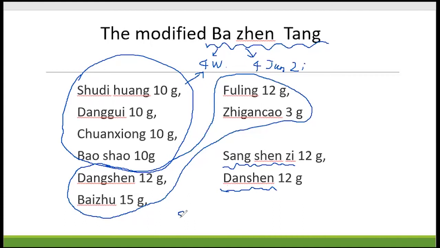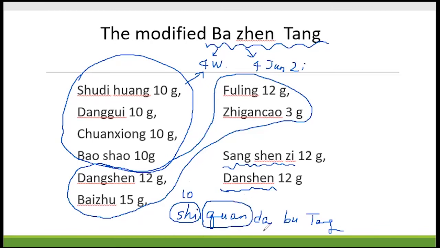We call it Shi Quan Da Bu Tang. Shi is 10, so that's 10 herbs inside. Quan is including everything. Da is bigger. Bu is tonifying. So that's still a qi blood tonifying formula, just Ba Zhen Tang plus another two ingredients.